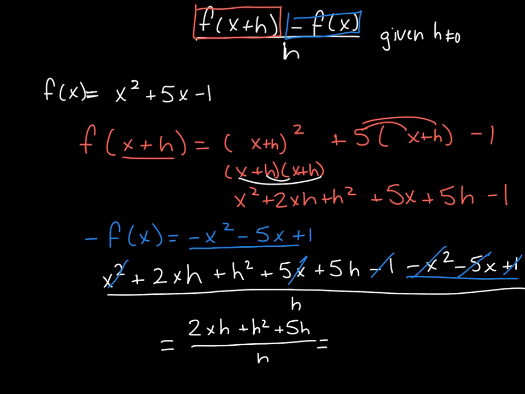Now, if you'll notice, there's an h in every single one of these terms in the numerator. So what I'm going to do is factor out an h. I want to do this so that I can cancel out the h in the denominator, and I'd be left with 2x plus h plus 5 all over h. Or that final answer is just going to be left with what I have up top, 2x plus h plus 5.